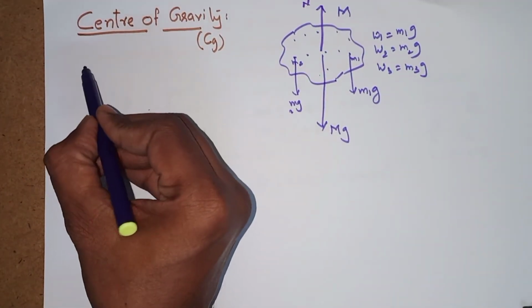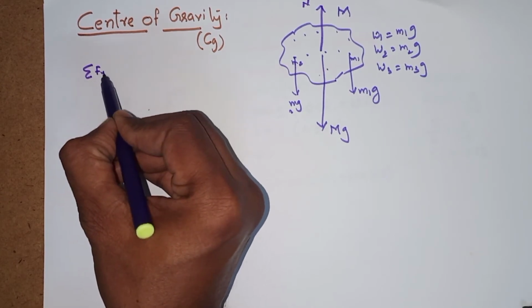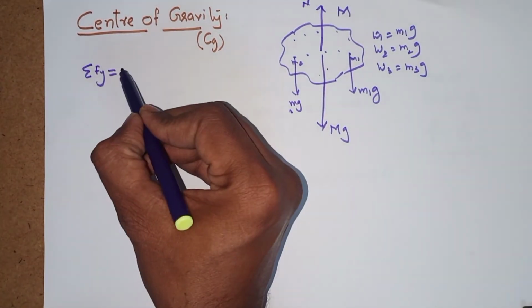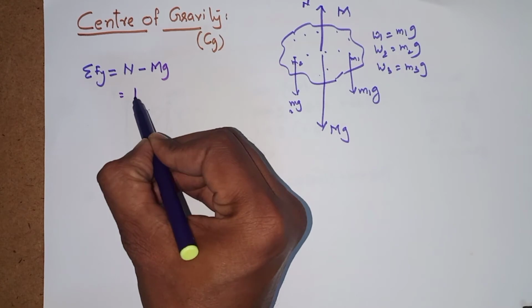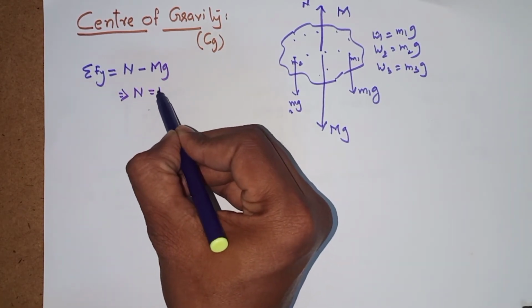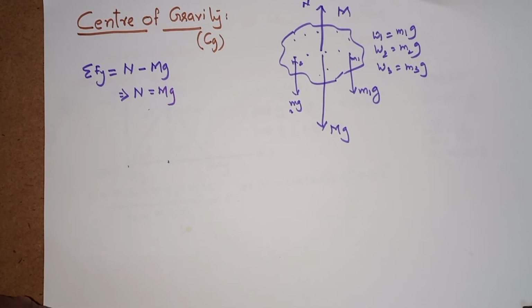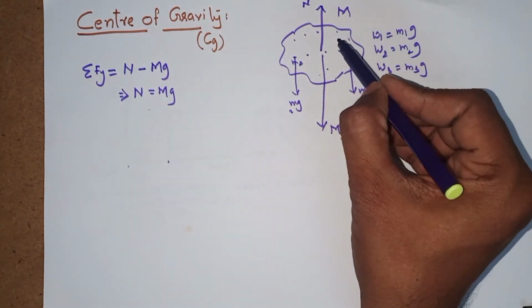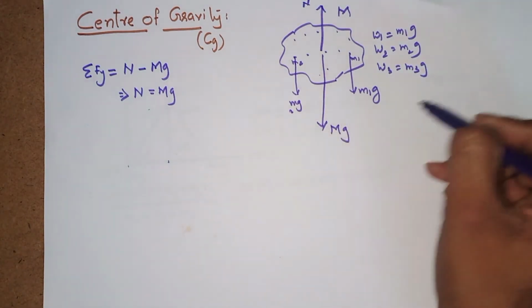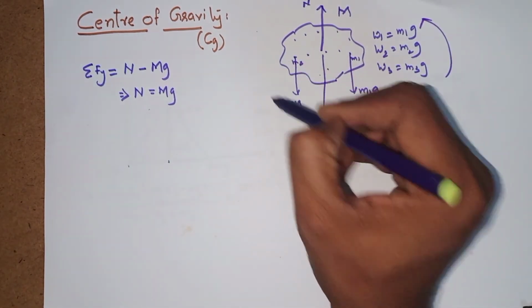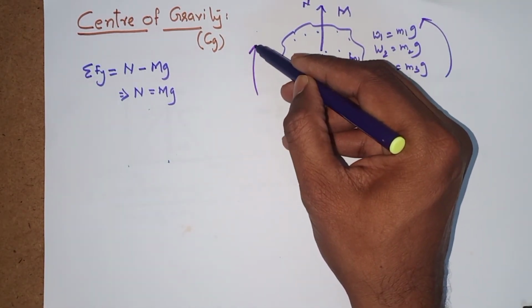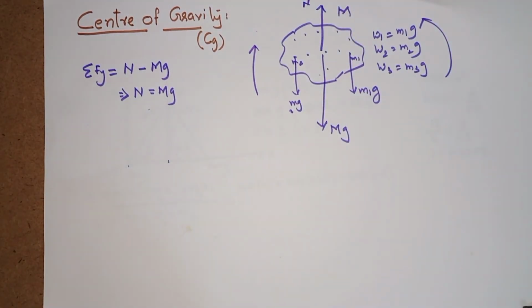Now if it is not moving up and down, vertical equilibrium can be written as upward force N minus downward force total mg. So the normal force equals m into g. This is vertical equilibrium, meaning it is not moving up and down. Second, even if it is not moving up and down, there may be a chance of rotation, might be a clockwise rotation or anti-clockwise rotation. This is clockwise and this is anti-clockwise rotation.